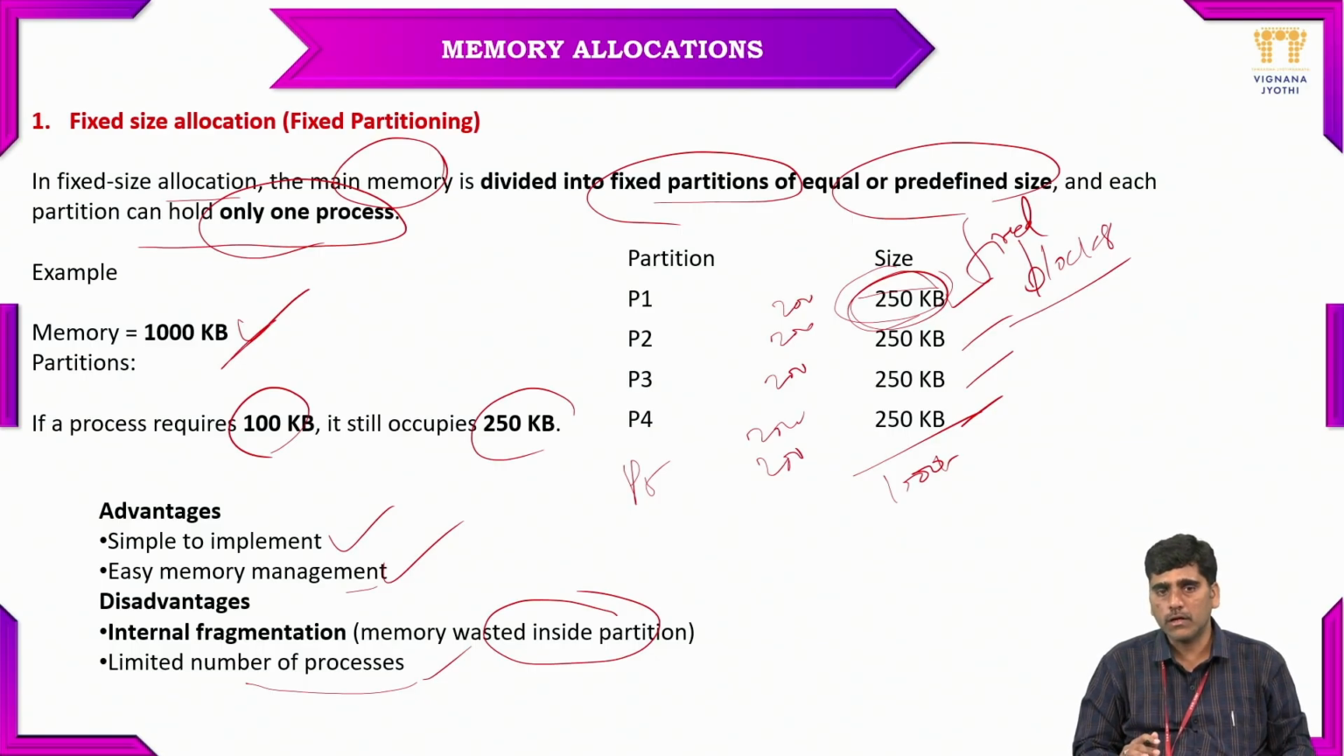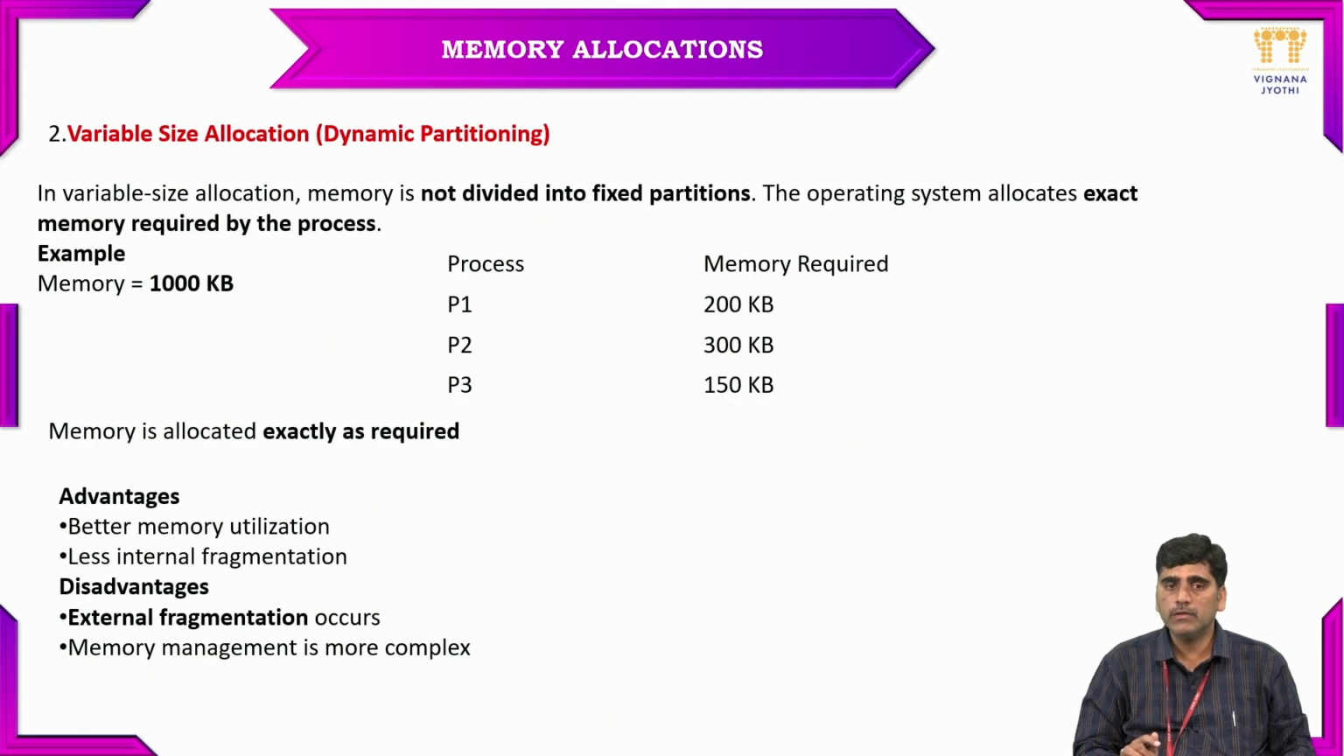So this is the fixed sized allocation. And the second one is variable sized allocation, also called dynamic partitioning. In this variable sized allocation, memory is not divided into fixed partitions. In the previous slide, we saw that 1000 KB was divided into 4 fixed partitions of 250 KB each. But in variable sized allocation, it is not like that. We do not divide into fixed size partitions; we divide into variable sized, different sized, dynamic partitions.